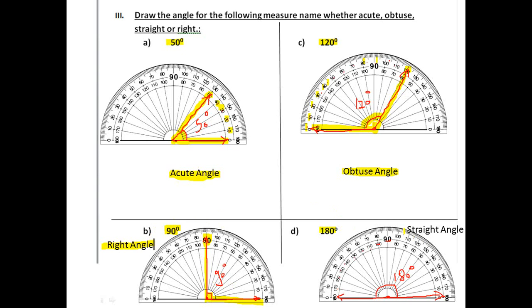180 is a straight angle, of course. Why? Because we started from the 0. Again, we started from the middle of the protractor going towards the 0. We counted 10, 20, 30, 40, 50, 60, 90, 110, 130, 150, 160, 170, 180. So we have done a half circle, right? So yes, we call this a straight angle. It's 180 degrees.